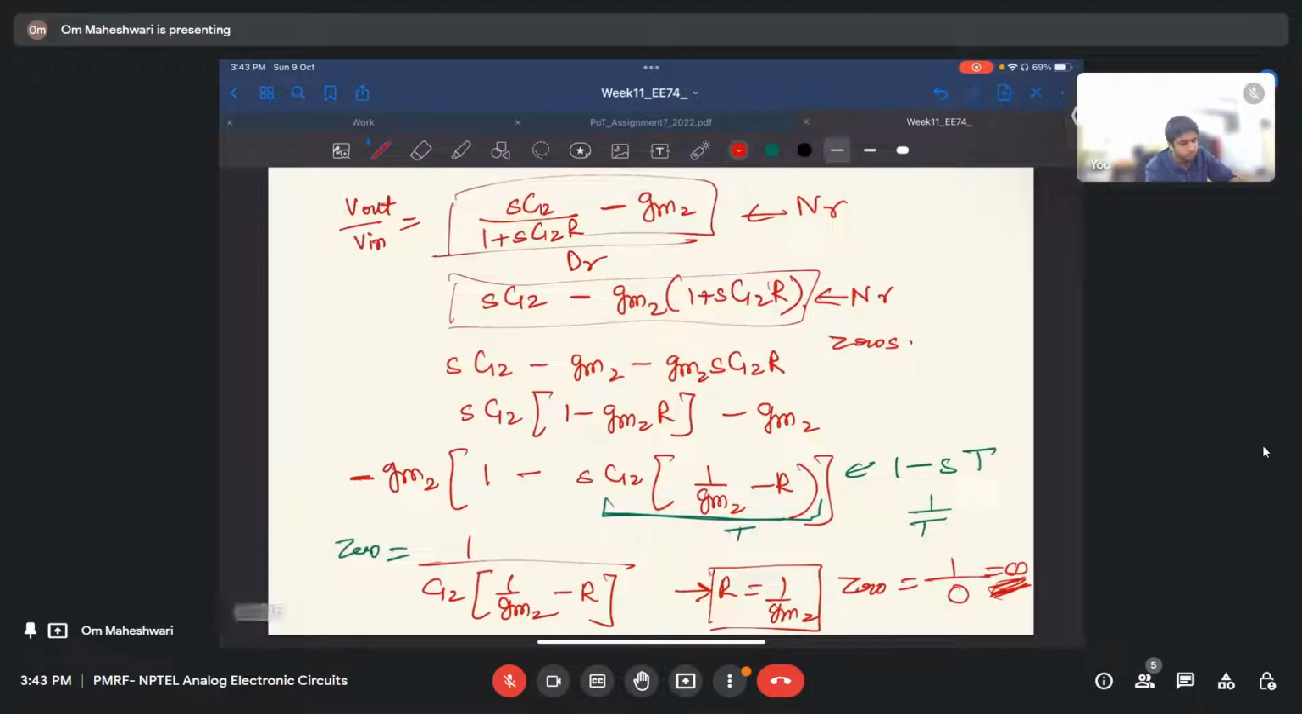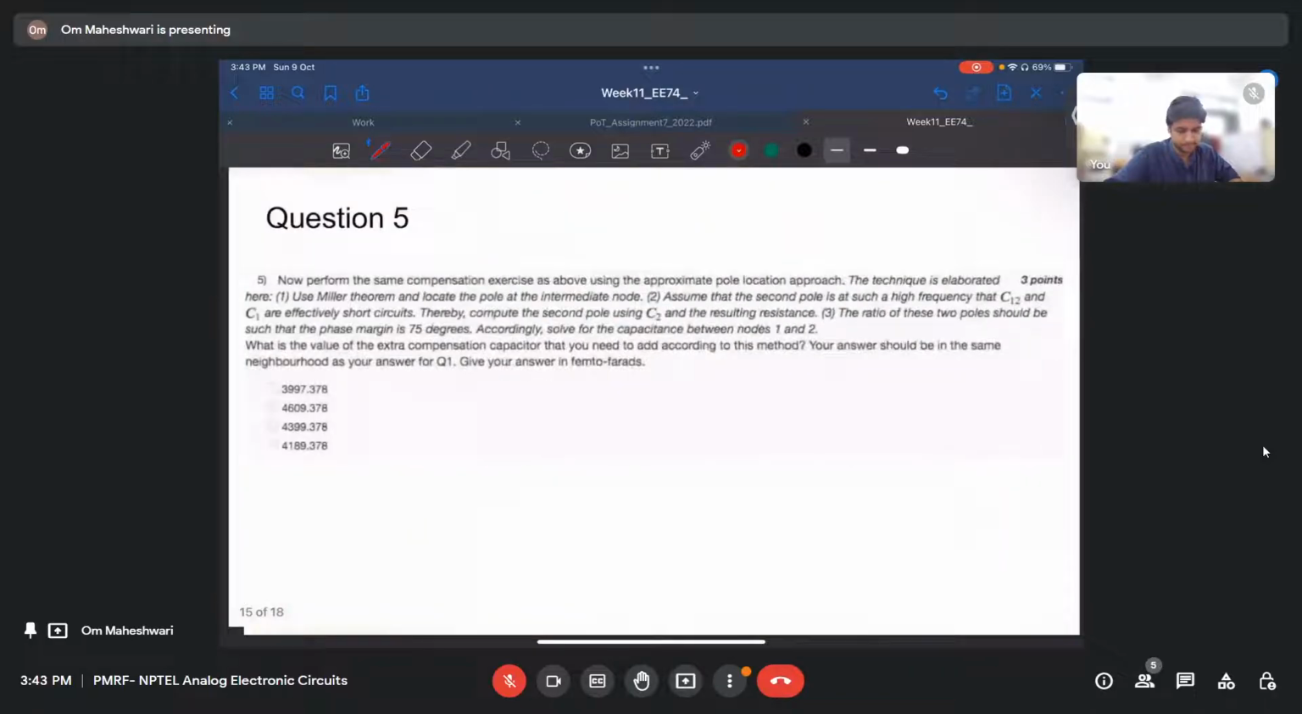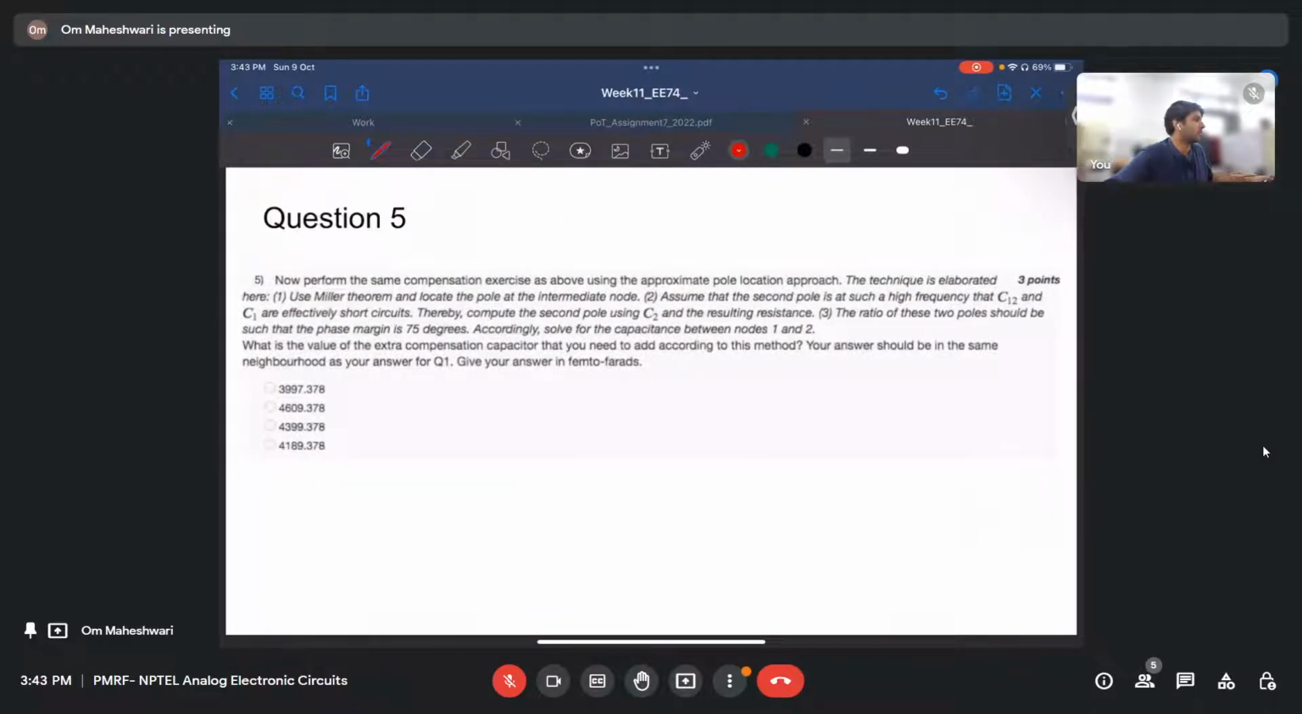So why do we want to move the zero to infinity and everything? Sir has explained this in the videos, so please look at that also once. It will be very helpful. Okay, so last question.